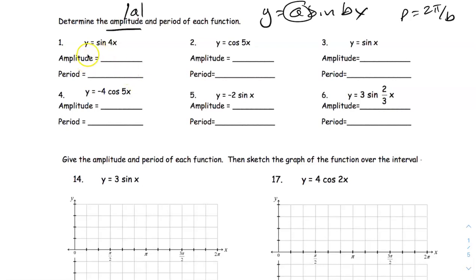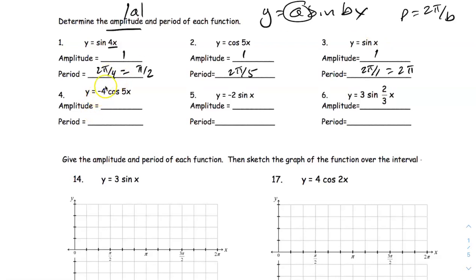So if I was going for this one here, my amplitude, there's no number for the sine, so it's 1. And the period is 2 pi over 4, that's my B. So 2 pi over 4, which I can reduce to pi over 2. The next one here, again, no number, so 1. And then my period is 2 pi over my B, which in this case is 5. So I get that. Amplitude is 1. My B is 1. So we'd be 2 pi over 1, which is just 2 pi.